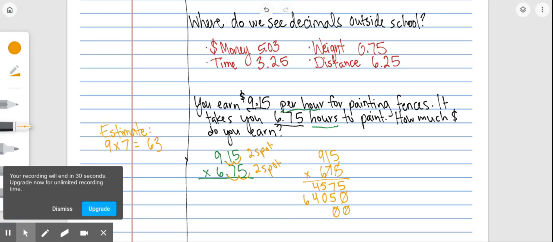So now 6 times 5 is 30, carry the 3. 6 times 1 is 6, plus 3 is 9. And 6 times 9 is 54. Let's add all those together. I get a 5, 12, 6, 13, 17, 10, 11, 6. So this is a huge number. I need to move my decimal 4 spots.